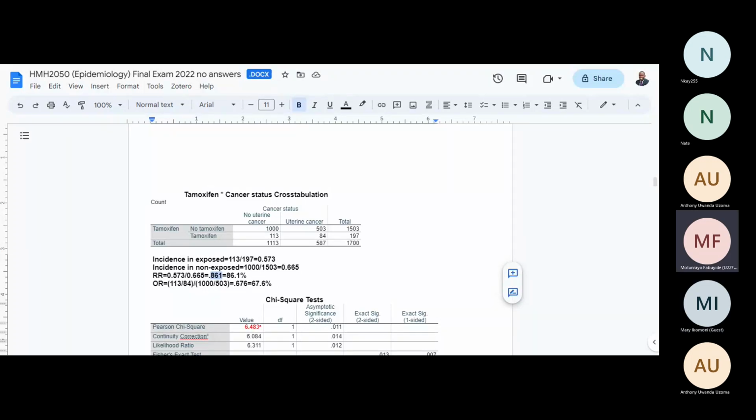Wait, look at the table again. We made a mistake. In my brain, non-uterine cancer comes first. We were supposed to have used the uterine cancer on top. We are using uterine cancer for the denominator instead of non-disease. In our brain, normally the first column is supposed to be disease, but these exam people are very funny; they change it every time.